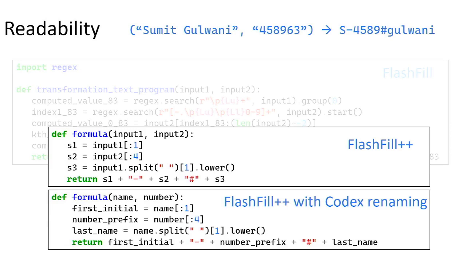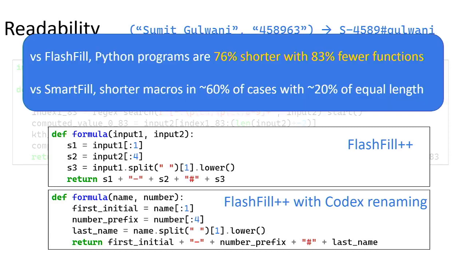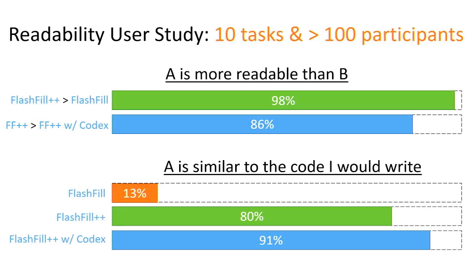And then what we get is: first initial is the first letter of name, the number prefix is the first 4 letters, and this is a way more understandable thing, right? By the way, just an intermediate thing, FlashFill++ programs are usually around 70% shorter than FlashFill programs.